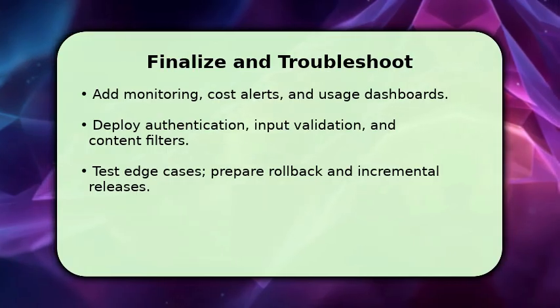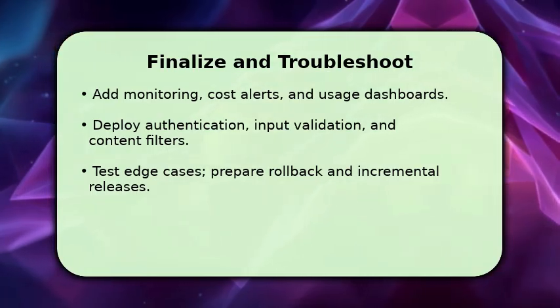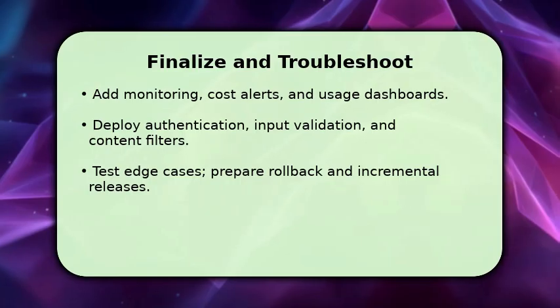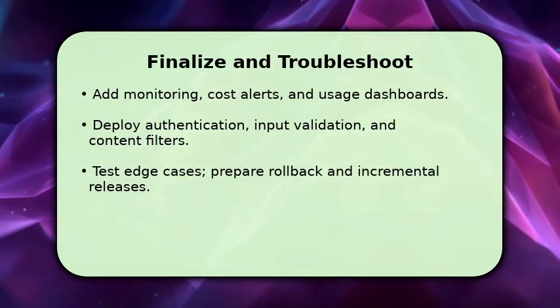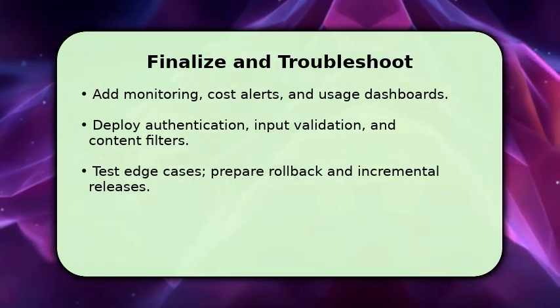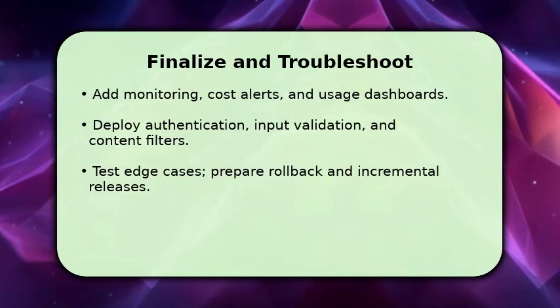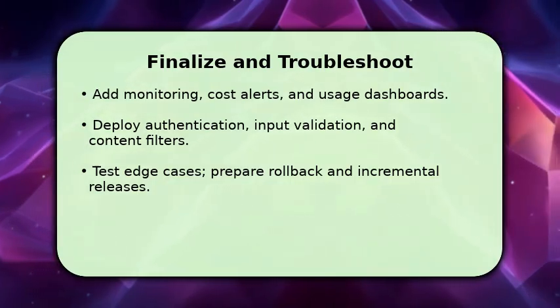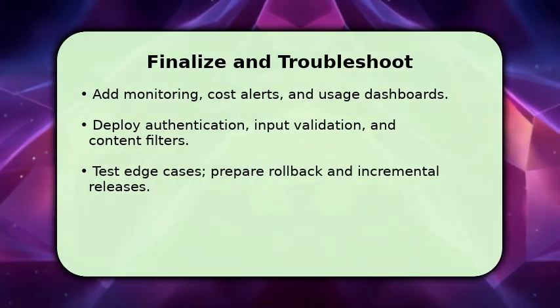Monitor performance, token spend, error rates, and user satisfaction metrics. Alert on anomalies. If responses drift or rate limits spike, assess prompt changes, adjust temperature or model choice, and replay failing requests locally to debug the root cause.